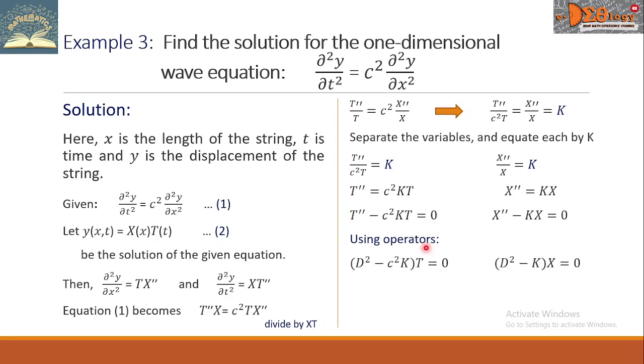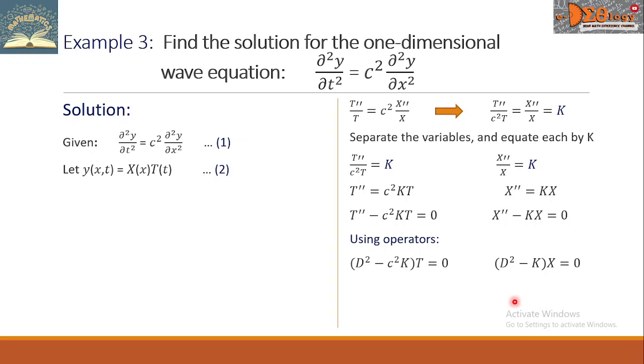Now we will use the operators. For the first equation, it shows that D squared minus c squared k multiplied by the variable T equals 0. For the second equation, we have D squared minus k multiplied by the variable X equals 0. Now we're going to show the auxiliary equations respectively. For the first equation, we have now m squared minus c squared times k equals 0. For the second equation, we have m squared minus k equals 0.